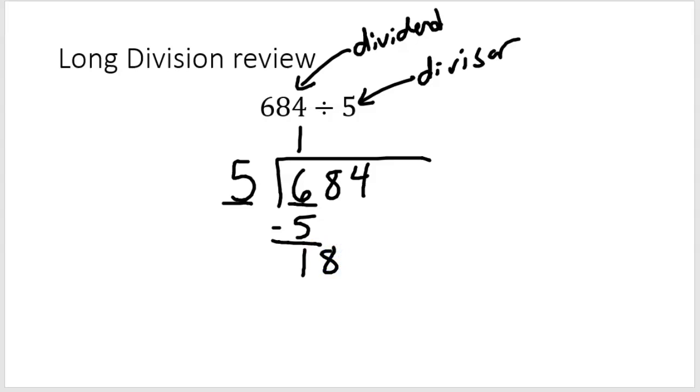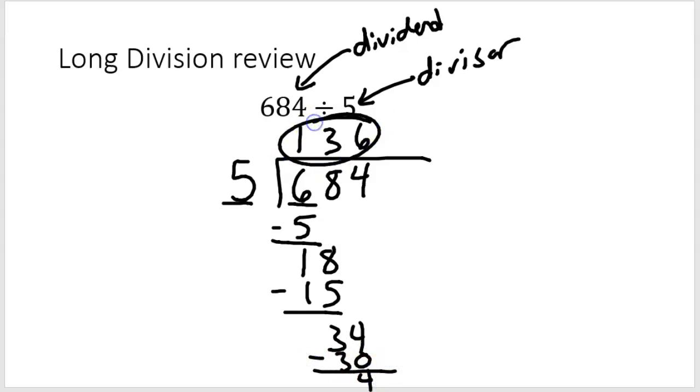Now we ask ourselves, how many times does 5 go into 18? Well, 5 goes into 18 3 times, and then we do 3 times 5 to get 15, and then we subtract to get 3, and then we bring the next number down. How many times does 5 go into 34 now? That would be 6 times to make 30. Subtraction leaves us with 4, and then we write our answer.